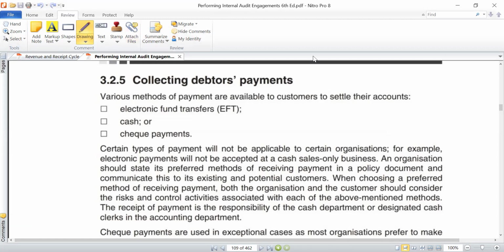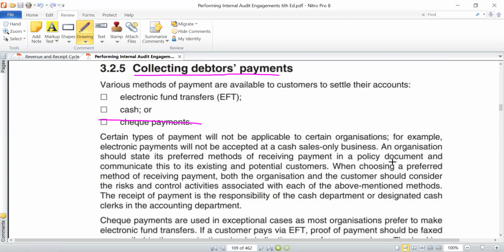So anyways, during this process of collecting payments from the debtors, payments can happen in any of the following ways. This one, not commonly used now in these modern days, but EFT, which is normally where bank statements come into the picture. Cash is another form by which payments can be received from the customer, right?